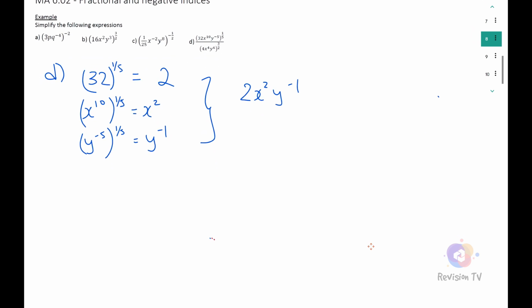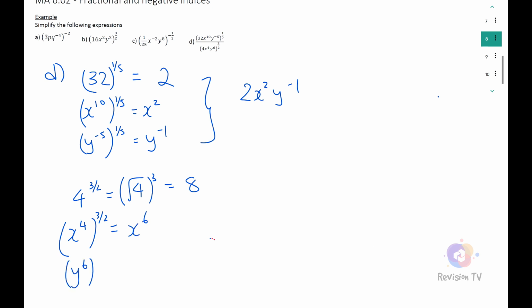Let's deal with the denominator. So 4 to the power of 3/2 means square root the 4 first, and then cube it. 2 cubed is 8. X to the power of 4 to the power of 3/2, multiply the power. So 12 divided by 2 is 6, so x to the power of 6. And y to the power of 6 to the power of 3/2, again multiply power. 6 times 3 is 18, divided by 2 is 9.